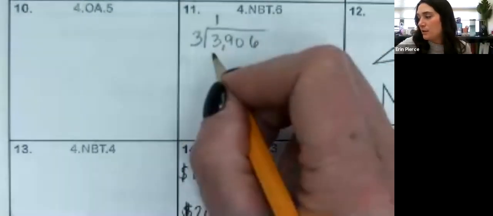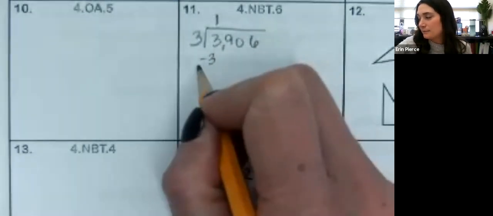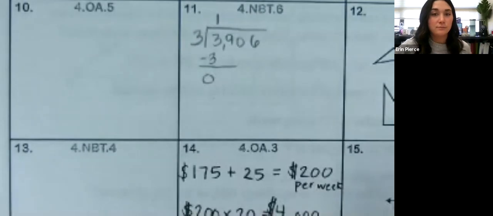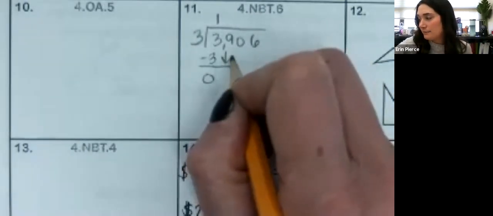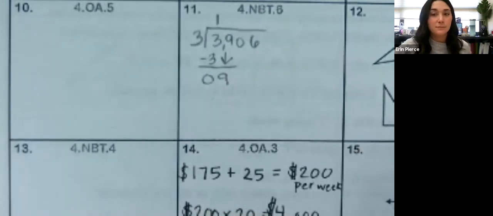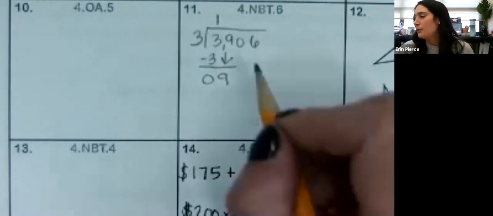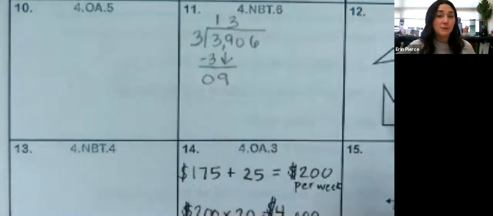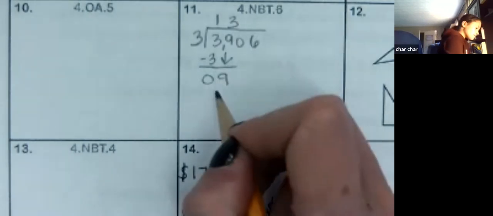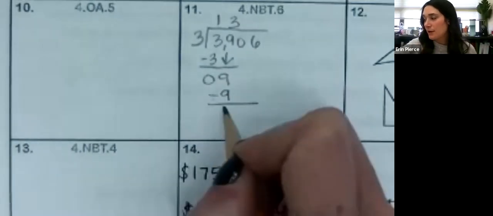3 times 1 is 3. I subtract. I get 0. I bring 9 down. 9 divided by 3. Charlotte. 9 divided by 3 equals 3. So 3 times 3 will give me 9. I subtract and I get 0.